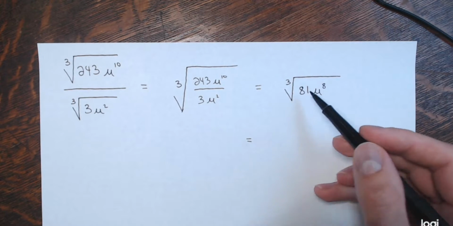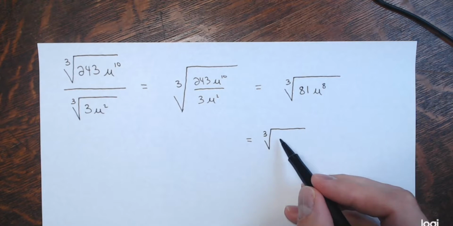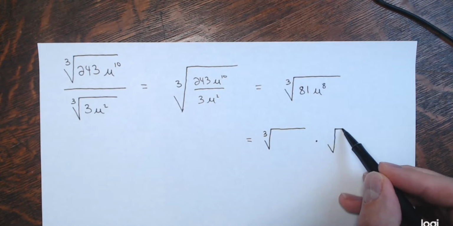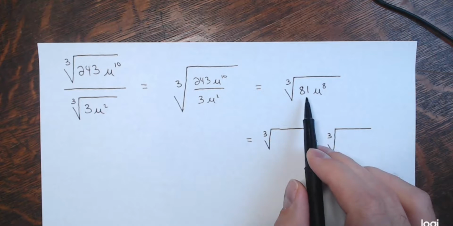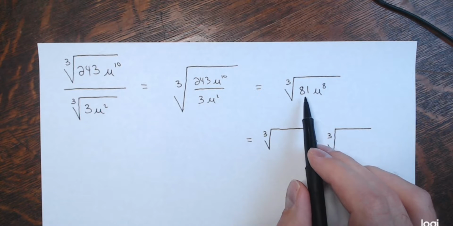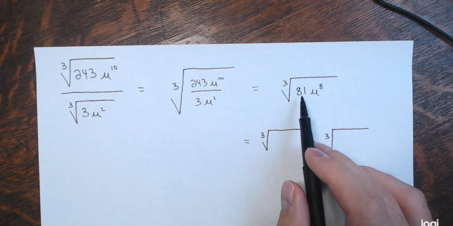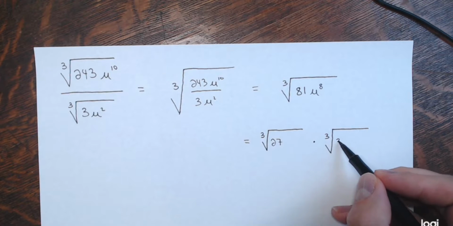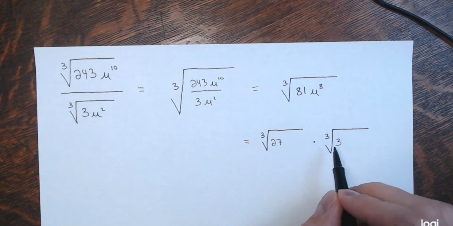Alright, now it's a cube root. I'm going to use the product property now to break it up into a cube root of perfect cubes multiplied by a cube root of non-cubes. Now 81 is 3 to the 4th power. It's 3 to the 4th power, not 3 to the 3rd. But I could pull off 3 to the 3rd, which is 27. Alright, 27 times 3 is 81. I put 27 in one radical, 3 in the other.